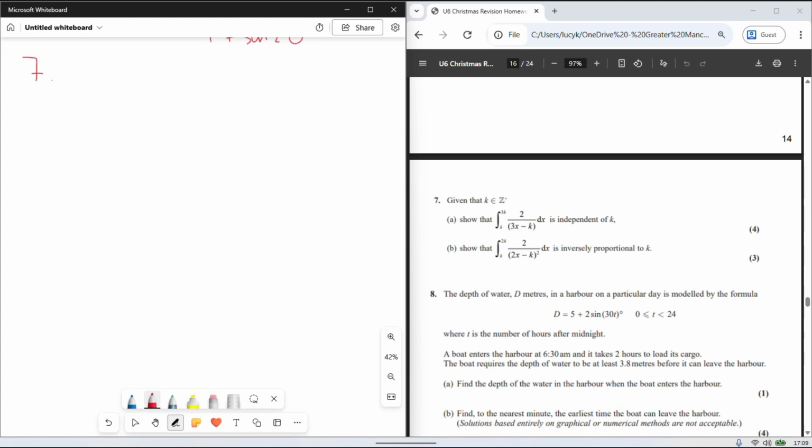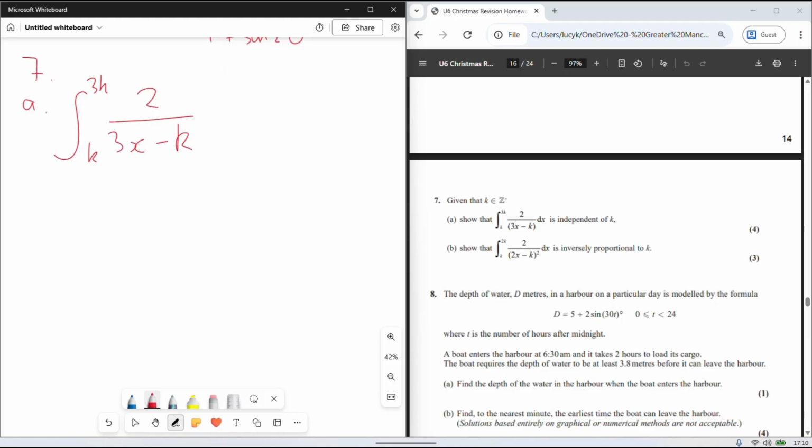And then show the other integration gives us something that's inversely proportional to k, so we're going to want something with 1 over k in it. So let's integrate. Let's have a go at integrating. Let's do the first one. Let's do part A. So I have 3k, k, and I have 2 over 3x minus k.